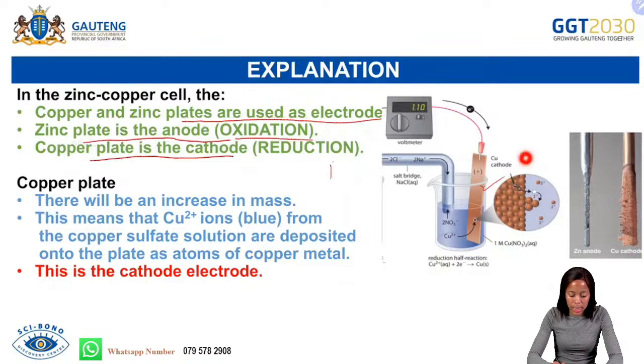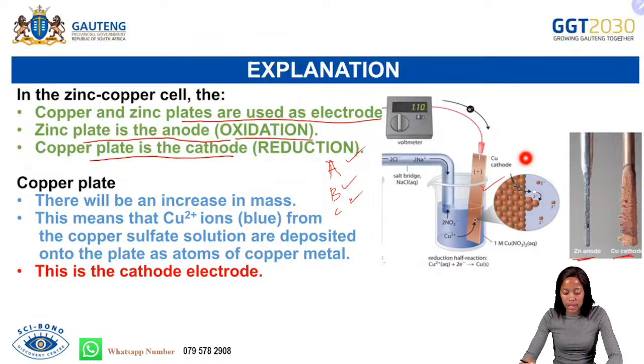Now, how did we identify that? We said we used ABC, whereby A is your anode, B is your salt bridge, and C is your cathode. So now what happens in terms of the copper plate? This is what is going to happen. It says there will be an increase in mass, okay? So this one here represents your zinc, which is your anode. This one represents your copper, which is your cathode.